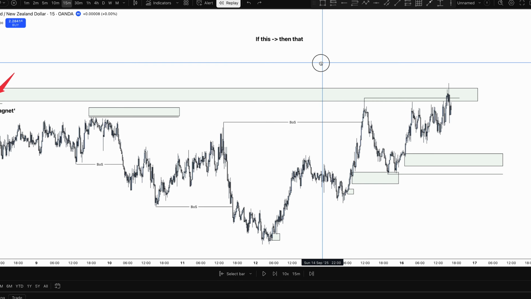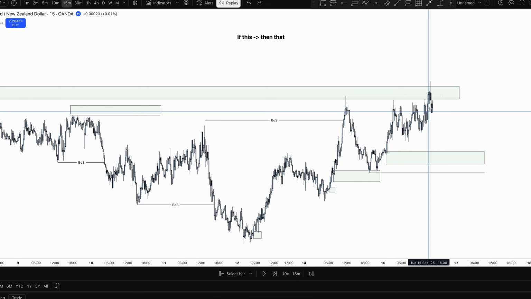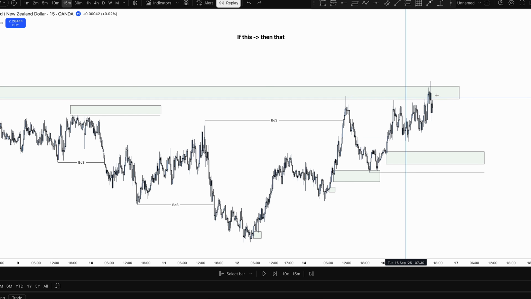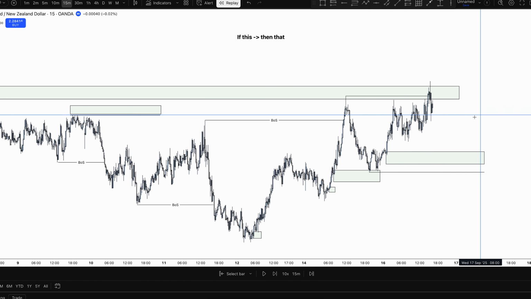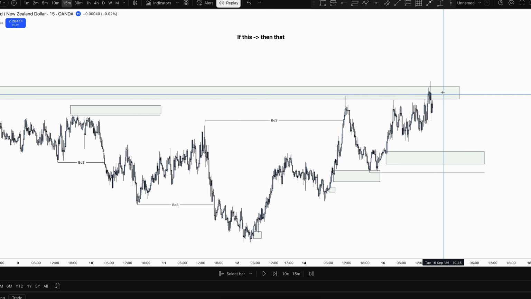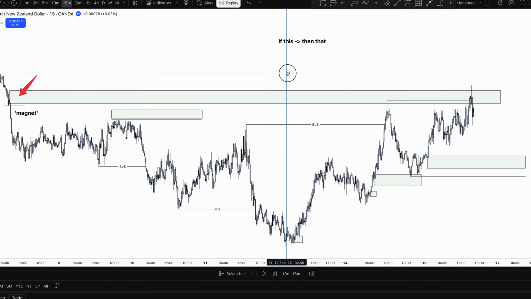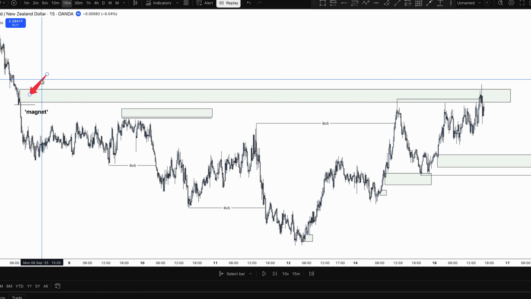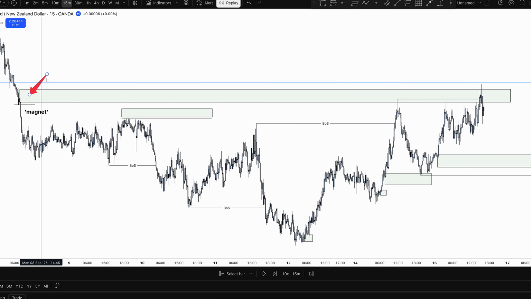Now let's get into that. The first thing we would like to do, once we have broken through and created this supply fail and proven the first initial if this then that situation to be true, the buying opportunity and the buyer domination, is identify where we would like to target. Now, the most simplistic way for us to identify some form of target is just going to be to look at previous imbalances, previous supply zones, points of interest like that.